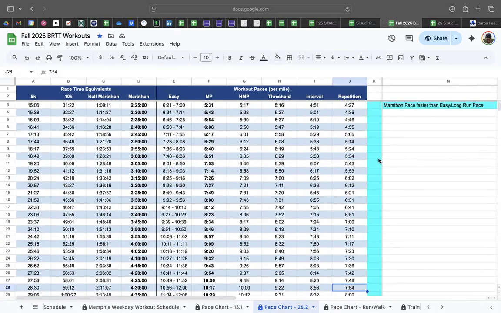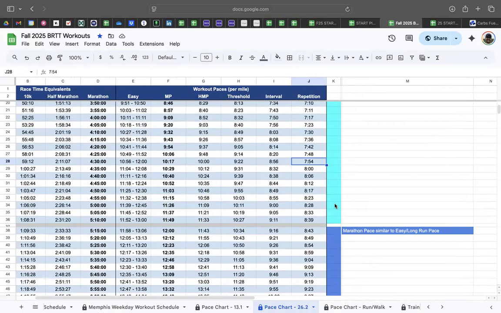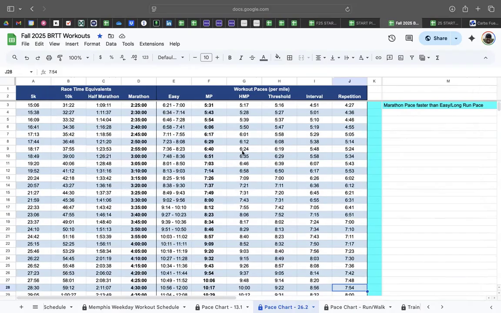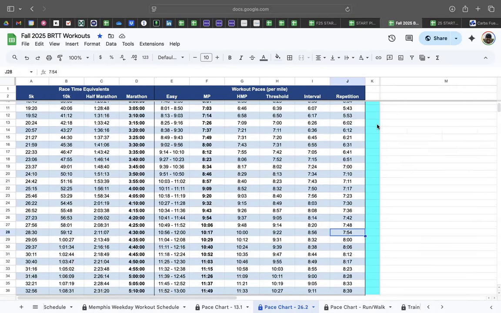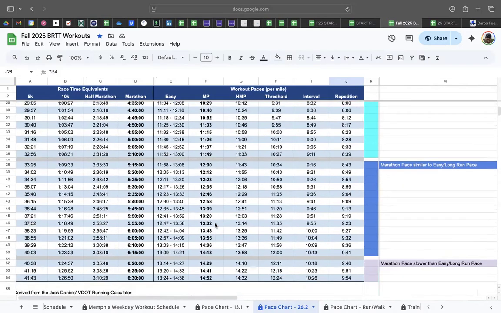We've got this blue, different shades of blue highlighting or blue going into lavender here. And those talk about how your easy pace correlates to your marathon pace. So everything here faster than a 5:10 marathon or a marathon pace of 11:49 per mile and faster, your marathon pace is faster than your easy pace. So your easy runs are going to be slower than your marathon race pace.